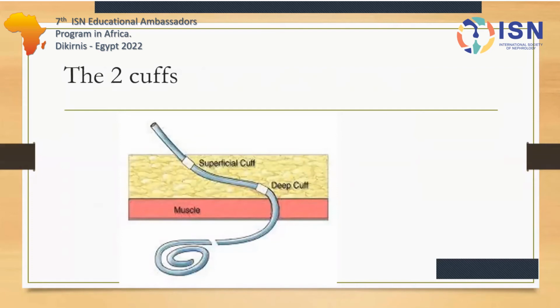Same illustration here. In this case, you have the coil catheter. Remember, the deep curve should be in a peritoneal position, and the superficial curve should be at least 2 centimeters from the exit point.